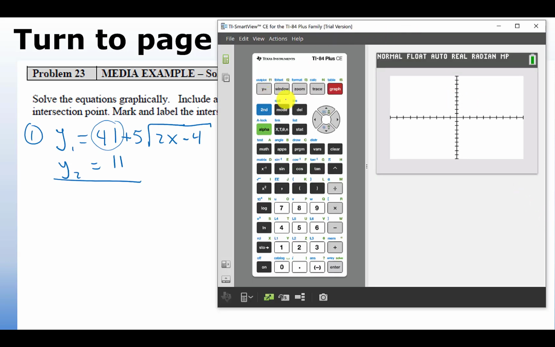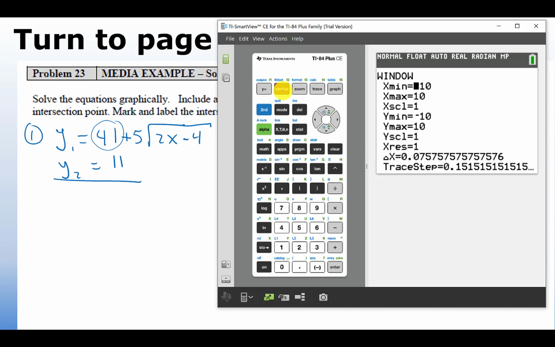So let's go back, open up the window, and the y numbers definitely we need to start playing around with. Didn't seem like anything happened in the negative y's, so let's start the y's at 0 and go up to, let's say, up to 50 on the y's, because 41 is being added to this other y, so that's going to be kind of high. So let's see what happens.